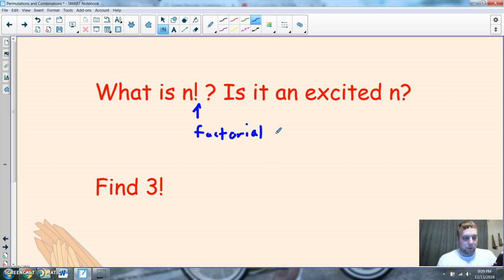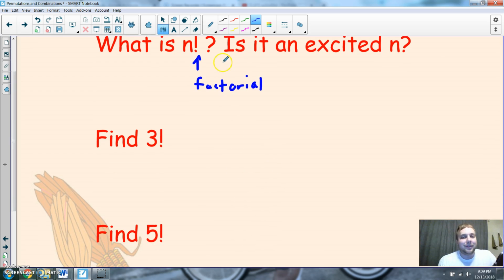It's an exclamation point. Alright, what does a factorial actually mean? Now remember that counting principle? How if we have 5 shirts, 7 pairs of pants, we just multiply them together and it tells us how many different options there are. Well, this is kind of what factorial does. It's kind of a cool little thing.